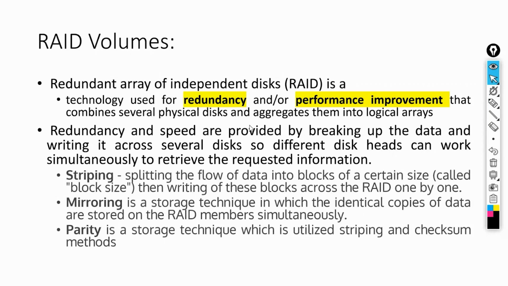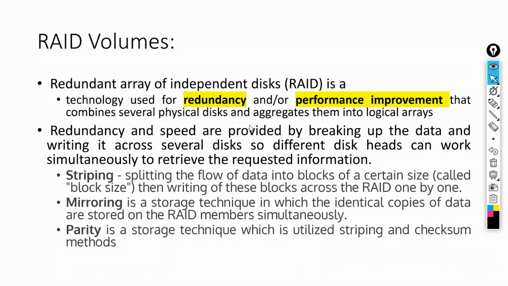HA, high availability, a live example is your cluster between two different servers. So your AWS management console, your Azure management console, your GCP, they are all live examples of high availability between servers. RAID volume provides fault tolerance within a single server.